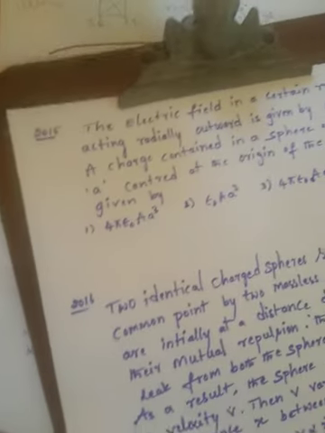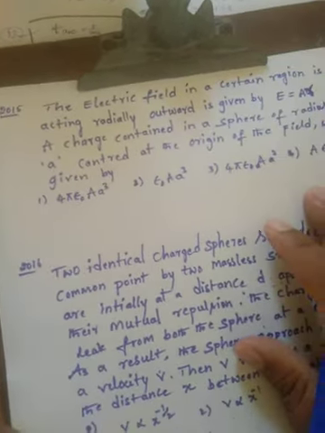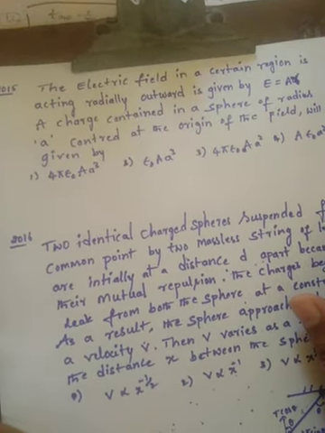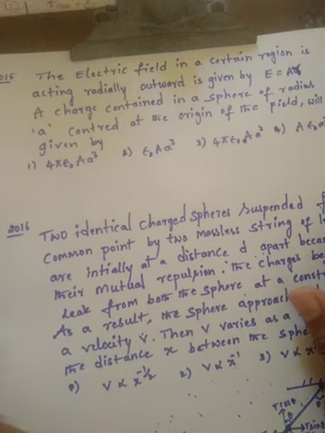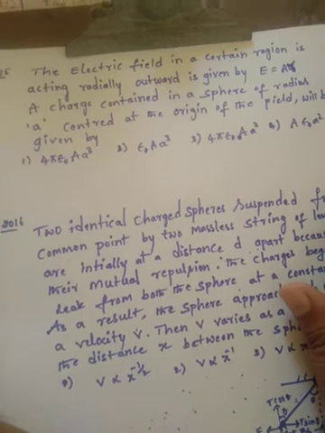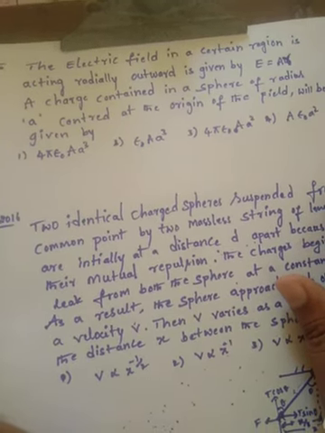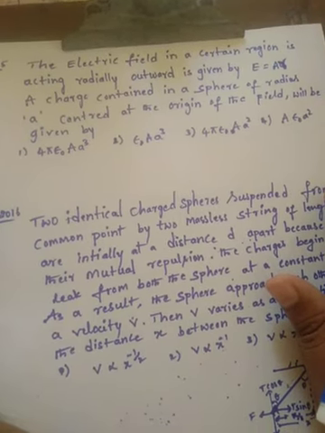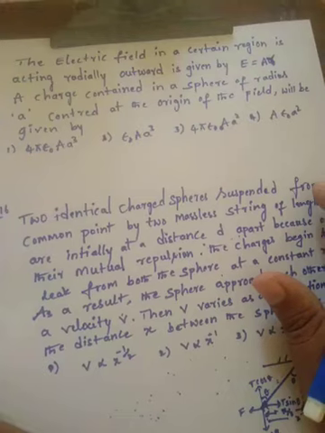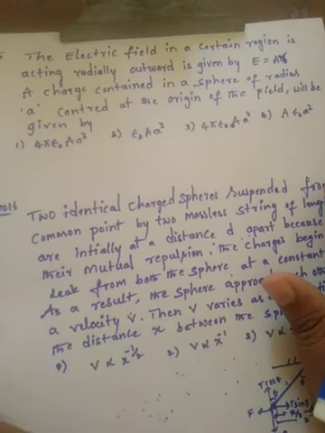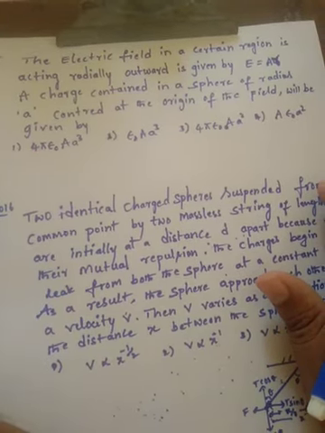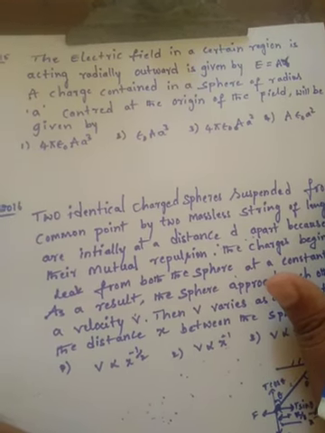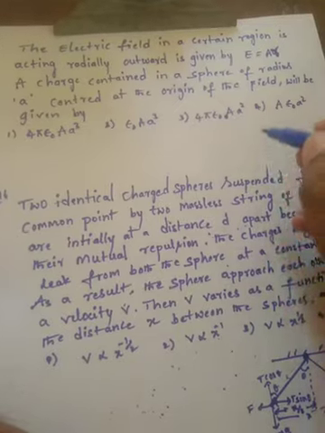There is a question in 2015. The electric field in a region, acting radially outward, is given by E is equal to capital A into small r. A charge contained in a sphere of radius small a centered at the origin of the field will be given by. So see what they have given here.